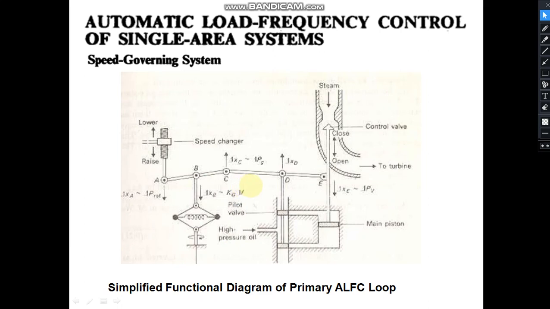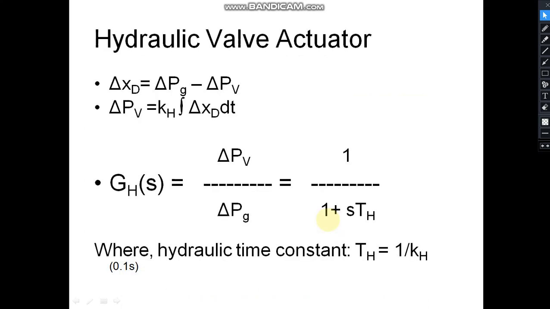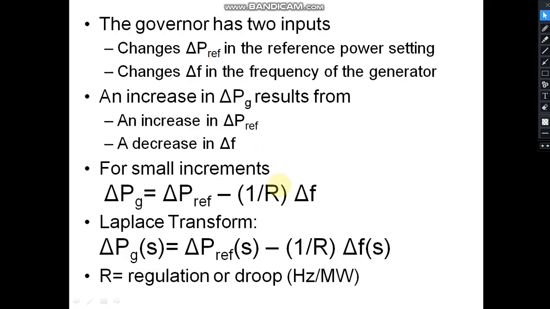this displacement delta xd, if it is integrated with respect to time, then it will be directly proportional to the amount of oil which is pushing this thing in the downward direction, or from here in the upward direction. So what equation can we write? This delta PV is directly proportional to the integral of delta xd dt. Okay, this thing also we have discussed.